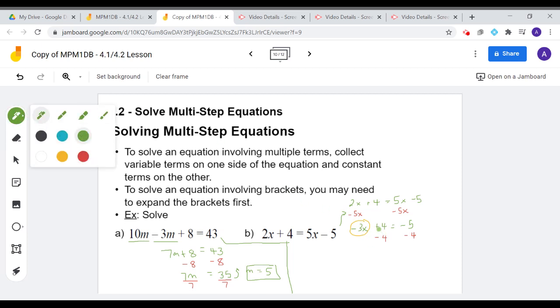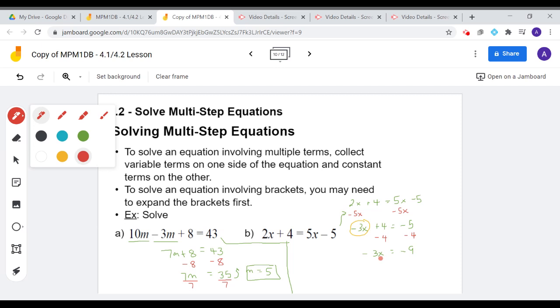If I add 4 and then subtract 4, on the left-hand side, I just have negative 3x. This is like negative 3x plus 0. On the right-hand side, though, I don't have 0. Negative 5 minus 4 is negative 9. So now I have an equation, negative 3x equals negative 9.